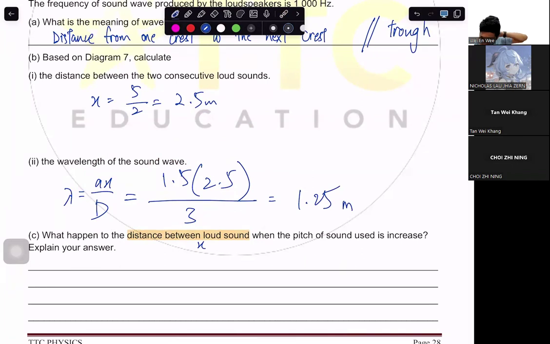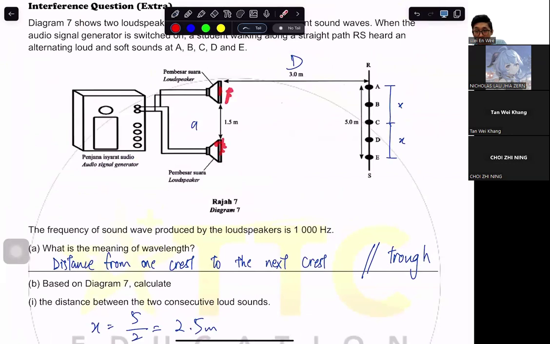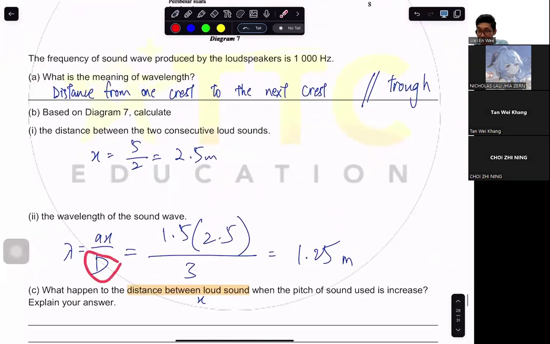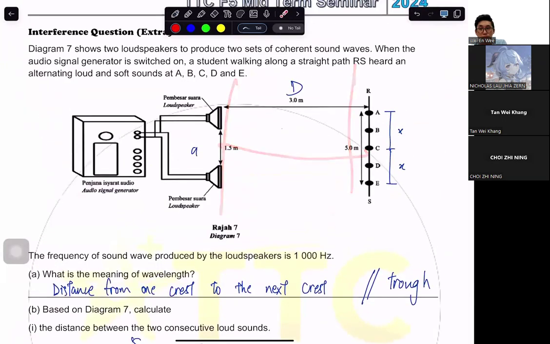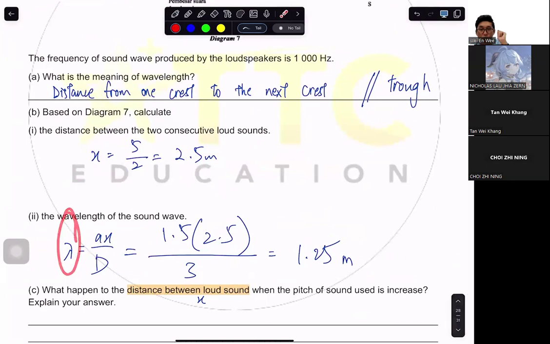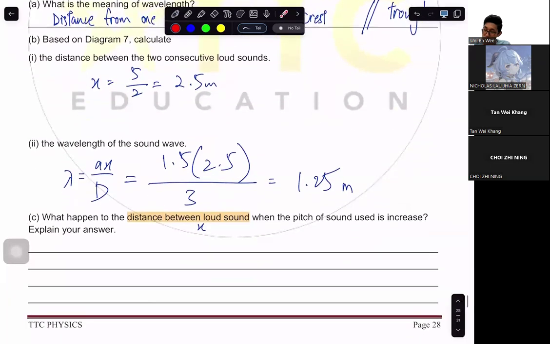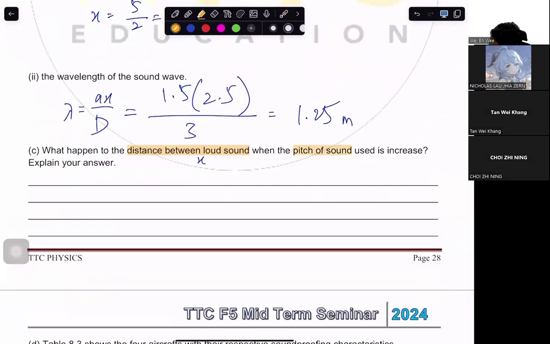Okay, so first you need to know, if the pitch of the sound increases, how does that affect anything here? It doesn't affect a because a is the distance between the speakers. You change the sound, you don't change the distance of the speaker. It also doesn't affect D. You're just changing what you play only. So what it does is it affects the wavelength. But how does it affect? Pitch means frequency. Remember, pitch means frequency of the sound.